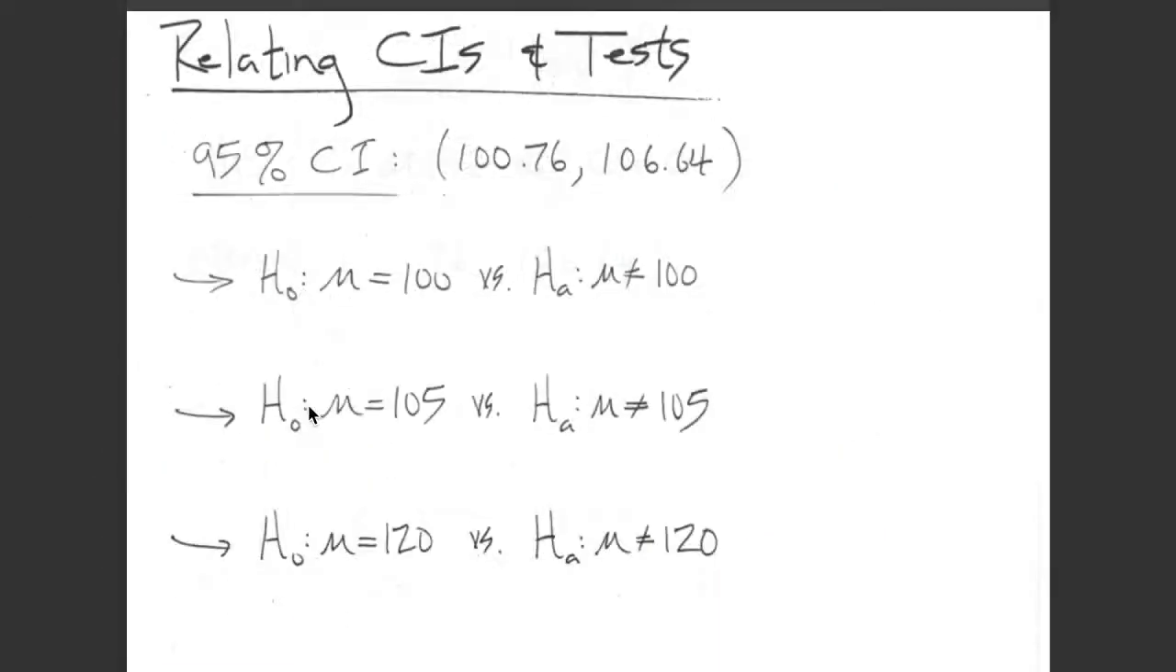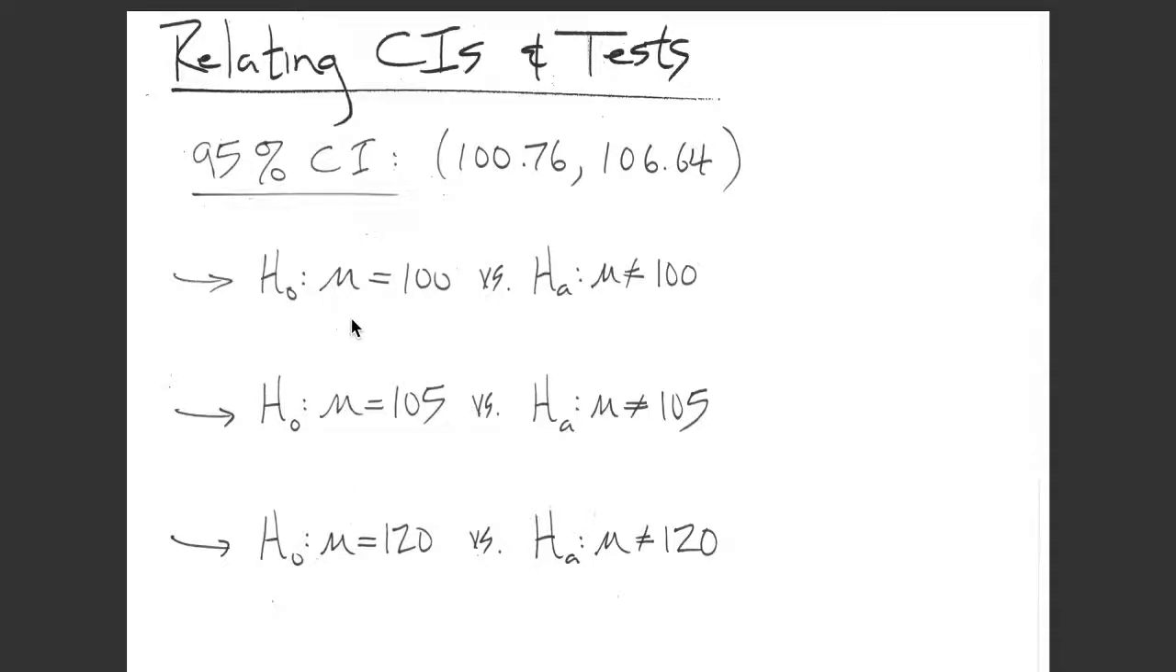So let's take a look at some examples here. Let's keep in mind our 95% confidence interval, which is here. And let's look at three different tests. In fact, these are the ones we had discussed earlier. First of all, the null hypothesis that mu equals 100 versus the two-sided alternative. Secondly, the null hypothesis that mu equals 105 versus the two-sided alternative. And thirdly, the null hypothesis that mu equals 120 versus the two-sided alternative. What would these tests wind up saying?